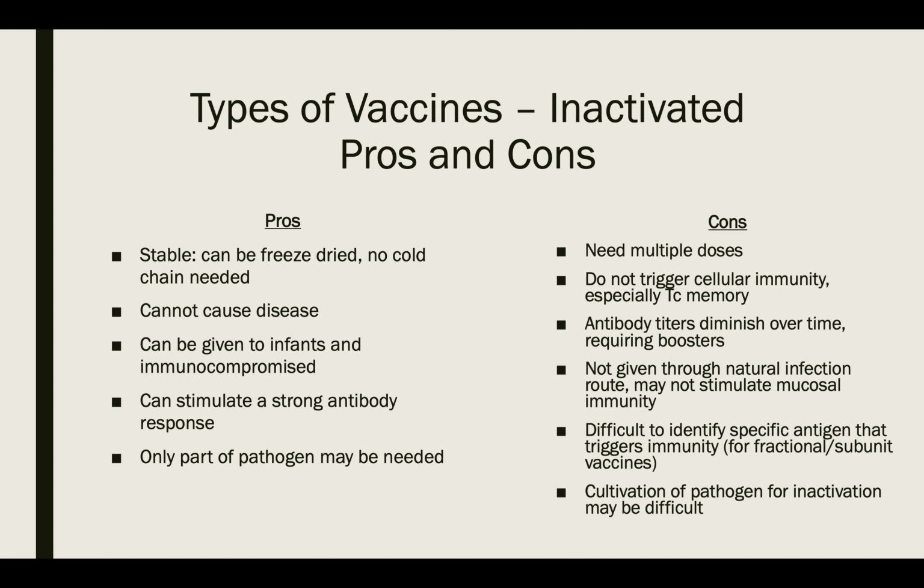And it can be difficult to identify the specific antigen that triggers immunity, especially for fractional and subunit vaccines. So it takes a lot more time to develop one of these vaccines than it does a live attenuated vaccine, especially if it's going to be a fractional or subunit vaccine. And again, this is the same thing as in live vaccines, but cultivation of the pathogen for inactivation may be difficult. So this is, I guess, a pro and a con. If it's something difficult to cultivate, like Ebola, and you're trying to use a whole killed virus, that's going to be difficult and expensive.